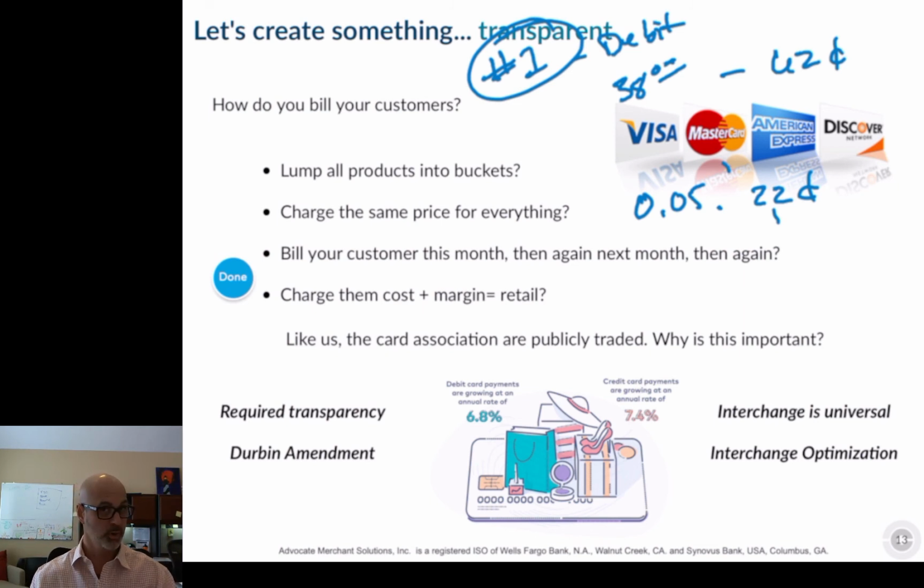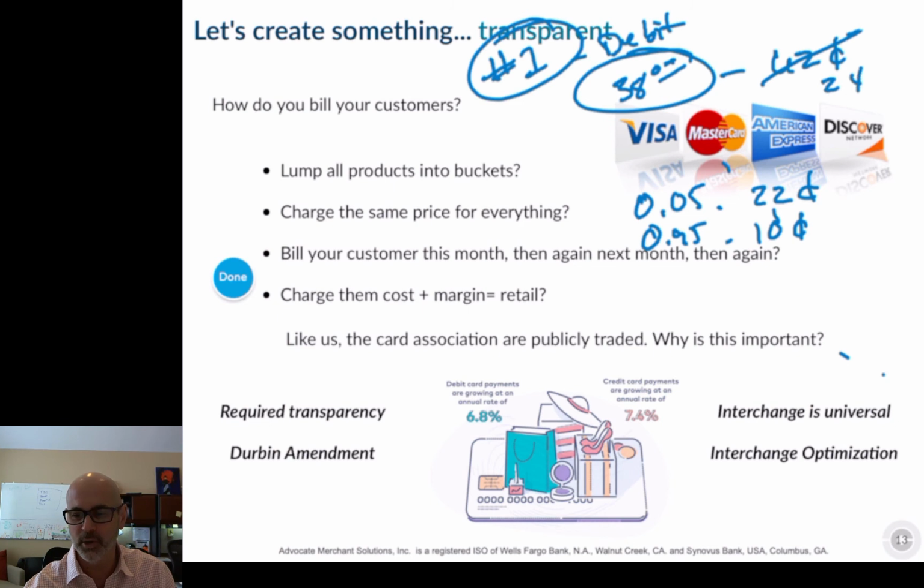Now, what was it before that? Before that, a Visa card was 95 basis points and 10 cents. So almost a 1% decrease. So what does that mean? Let's just get to the nitty-gritty. This $38, instead of costing 62 cents, now is running about 24 cents. The big difference, isn't it?